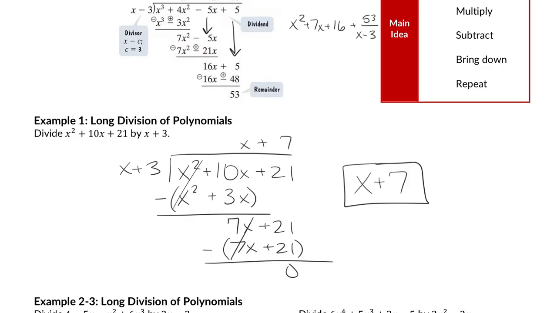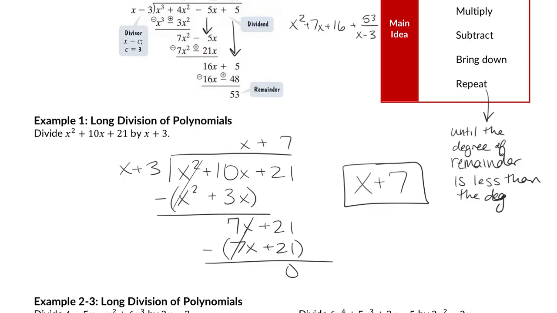Now, a good question you might have is, well, how many times do we repeat until we're done? So let's add a little note right here. We're going to keep repeating until the degree of the remainder is less than the degree of the divisor. So again, my divisor was degree 1. My remainder, now that it's just a regular number, is a constant, degree 0. So we're good. This is going to come in handy when we get to the examples on the bottom here.